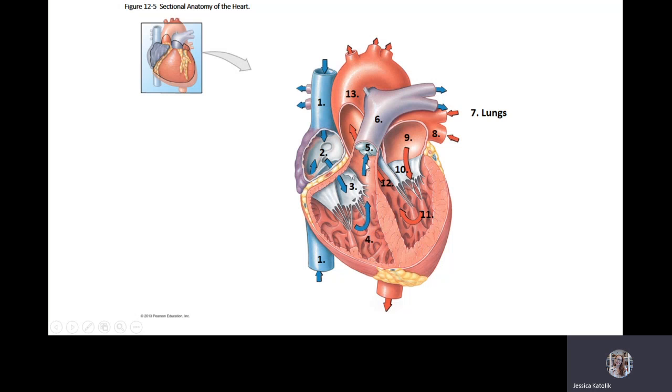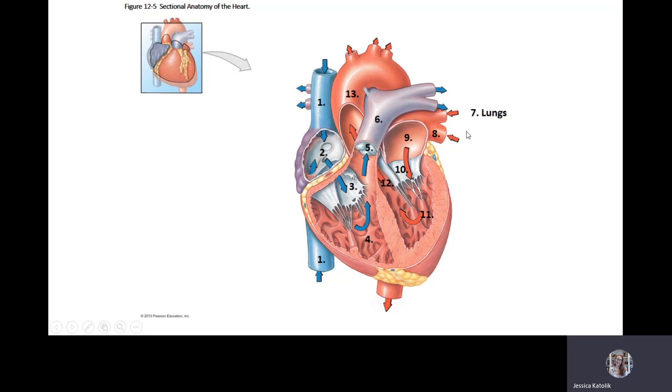The right ventricle will pump the blood through the pulmonary semilunar valve, through the pulmonary trunk and the pulmonary arteries, and that will carry the blood to the lungs, which aren't pictured here. So that's why I put number 7 off to the side to refer to the lungs.